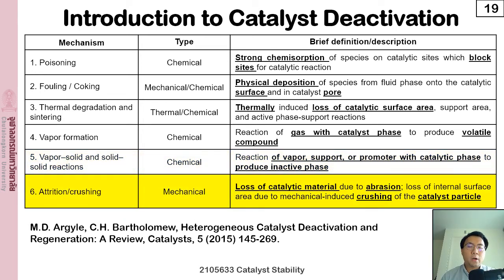So the last form of catalyst deactivation is the mechanical one. This one is attrition. It can either be alone or combined with crushing. So these two main schemes will cause the loss of catalytic materials. So not only the active site, but the support will be lost together. Due to what? This is caused by abrasion.